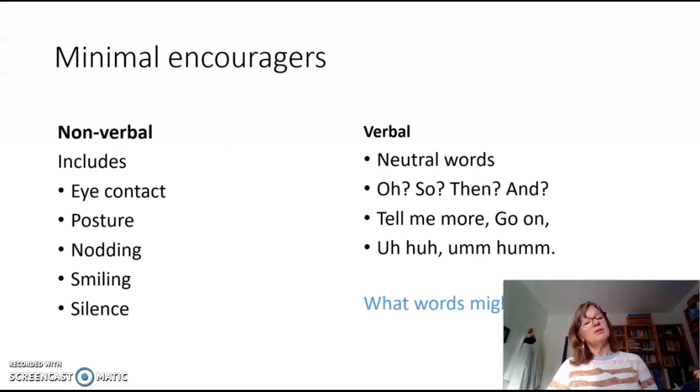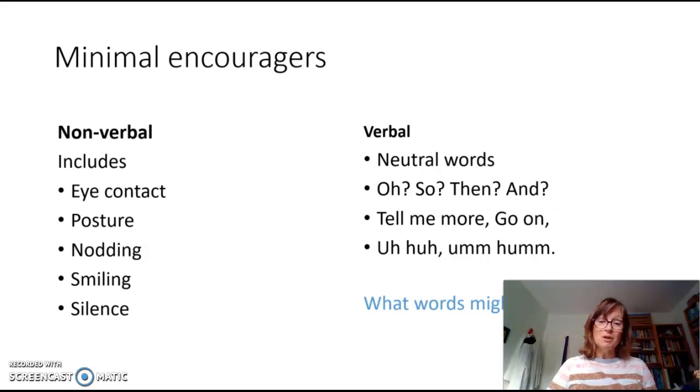So minimal encouragers, they might be called encourages, encouragements, doesn't really matter, it all means the same thing. What they do is indicate to the person you're talking to and listening to that you're with them, that you haven't zoned out completely. And it encourages them to keep talking.